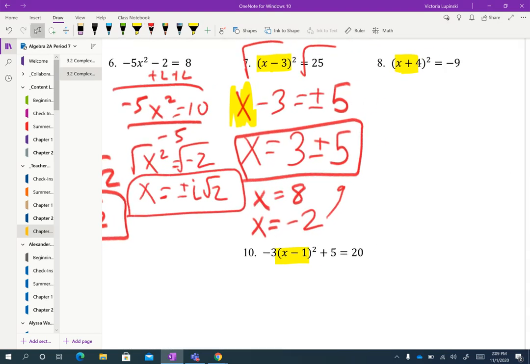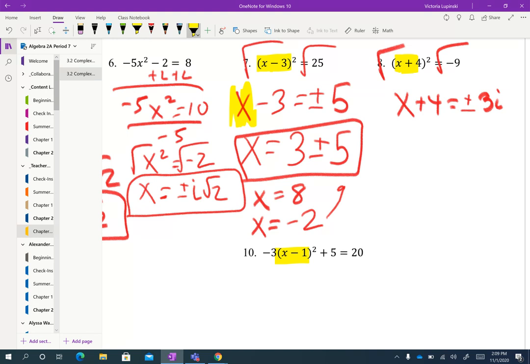So in number 8, again, you can't do anything with the plus 4 until you get rid of the squared, which you always do by taking the square root. When you square root the left side, you get x plus 4. When you square root the right side, don't forget the plus or minus. The square root of 9 is 3. The square root of a negative is i.